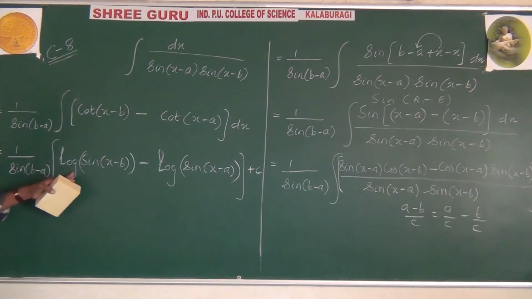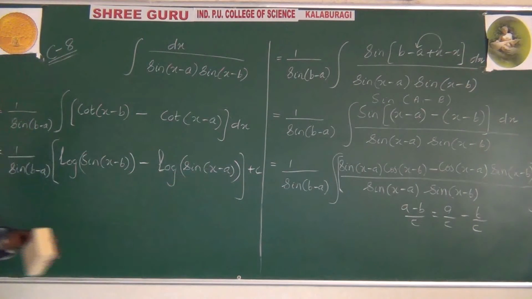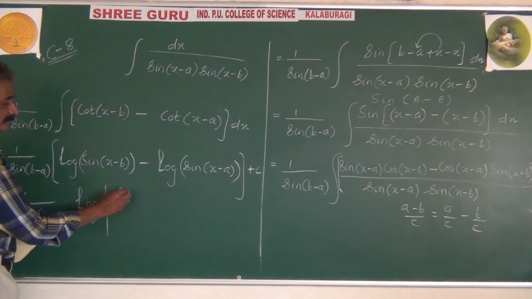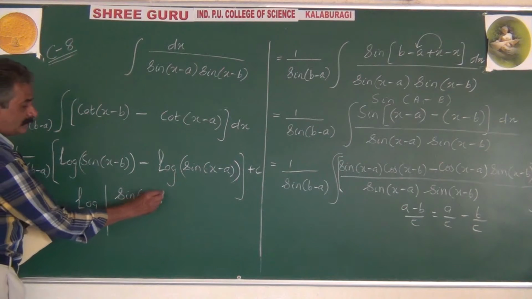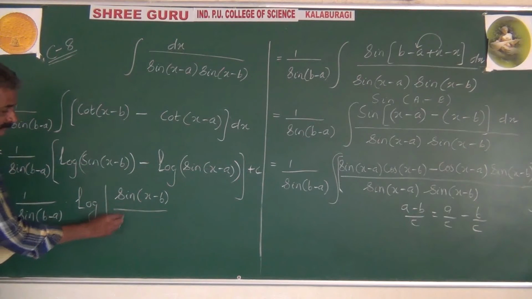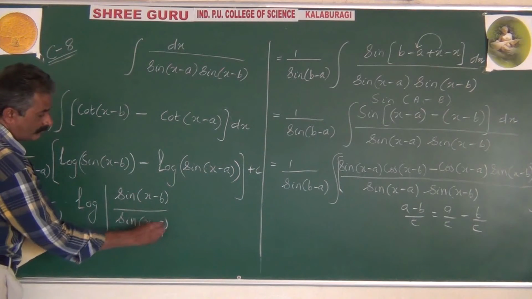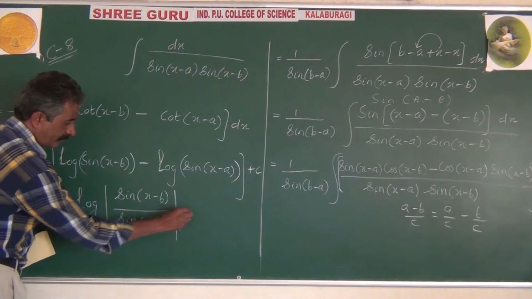These two are just like log p minus log q. Log p minus log q is log of p divided by q. Finally, the answer becomes 1 by sin b minus a into logarithm of, if you want you can write modulus, logarithm of modulus of sin x minus b divided by sin x minus a, plus a constant.